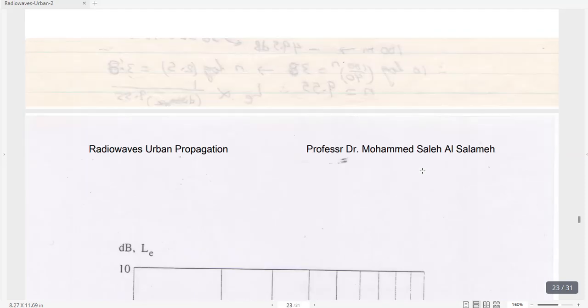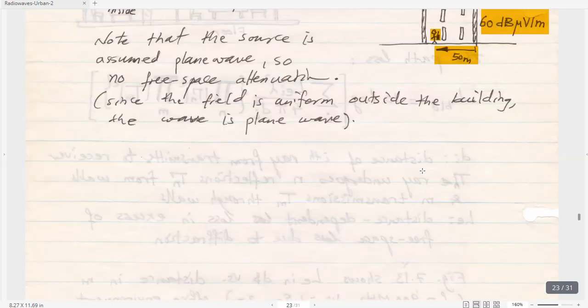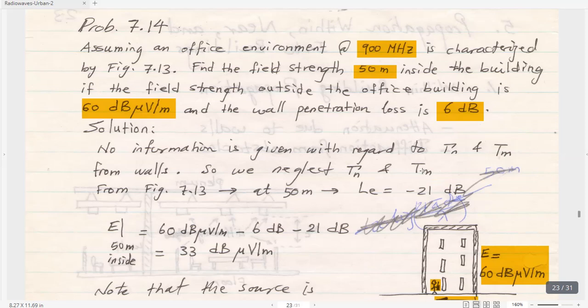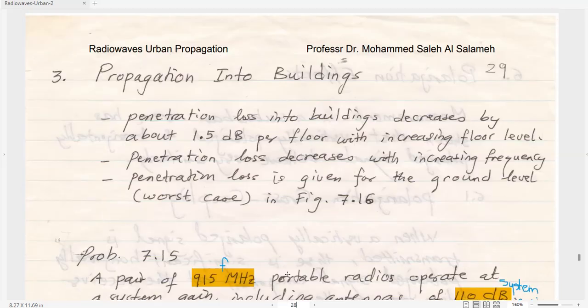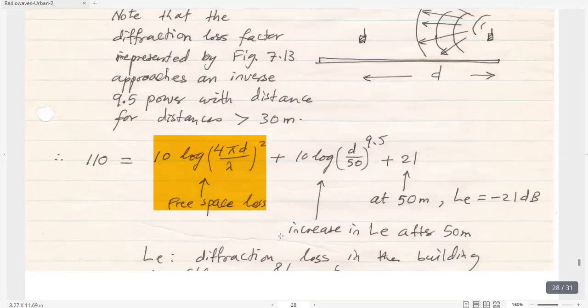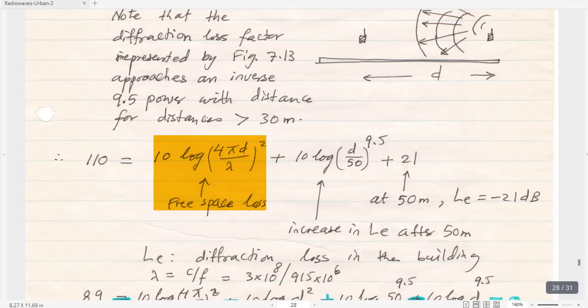The exponent of the power law we have derived, it was 9.5. We can use this equation here. The loss is proportional to 1 over distance to the power 9.5. We can use this equation here.